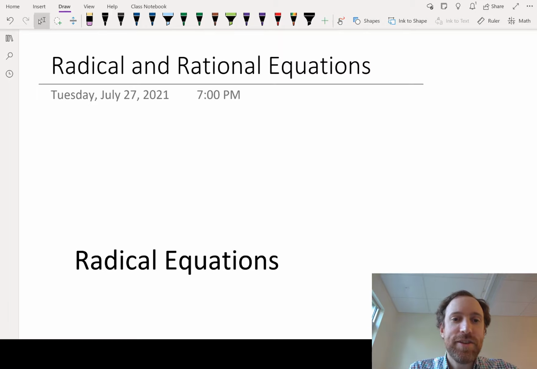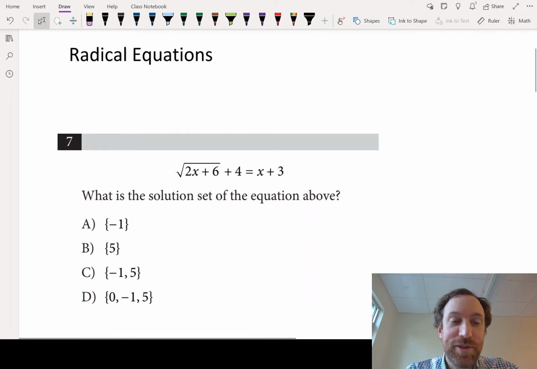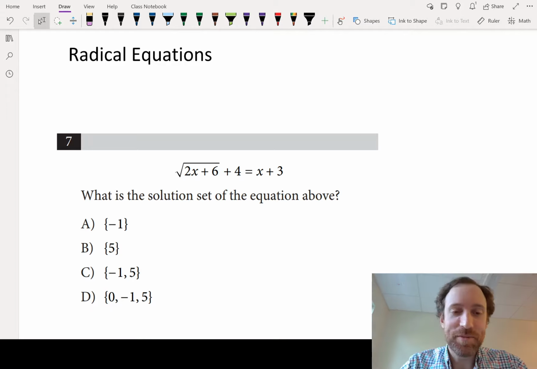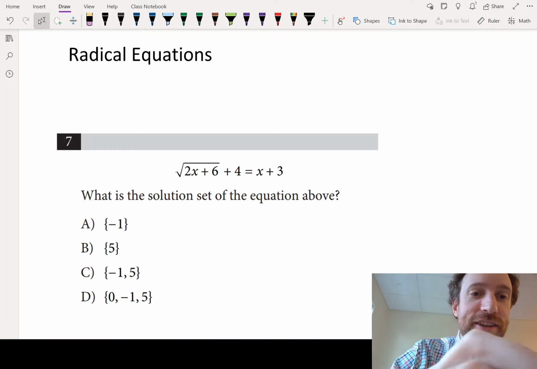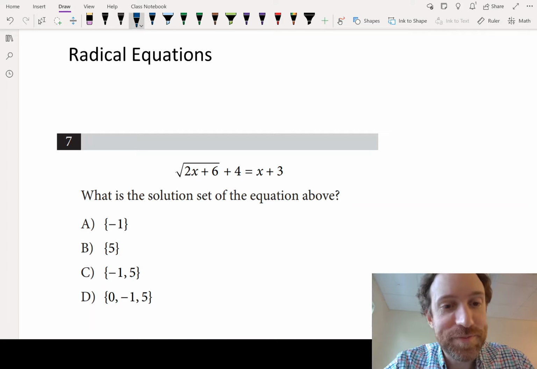Hello, let's learn about radical and rational equations. First of all, radical equations. These are not equations that are going to overthrow the government with their crazy ideas. They are equations which contain some sort of root. Generally, you're looking at a square root. I really don't know why they're called radicals.